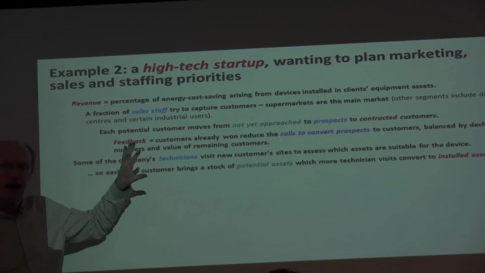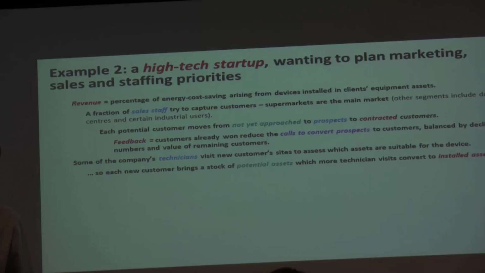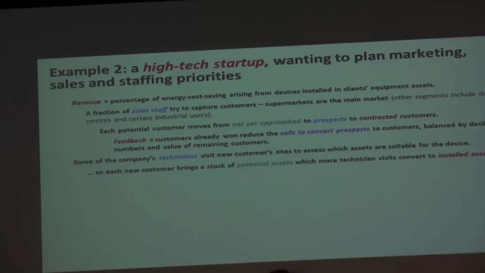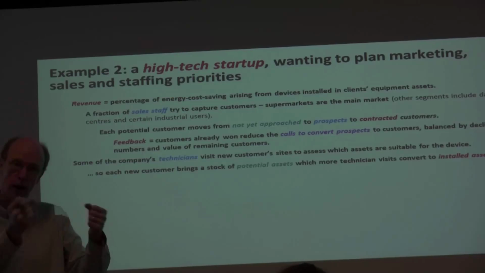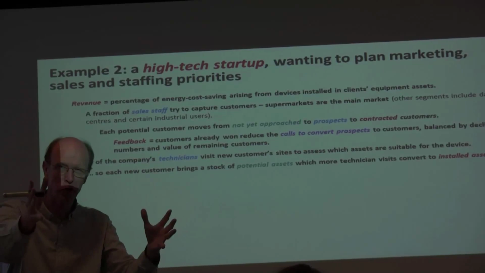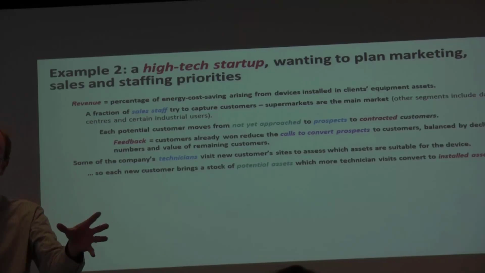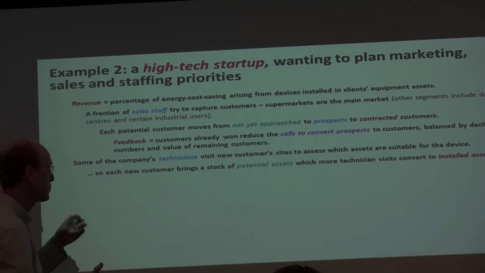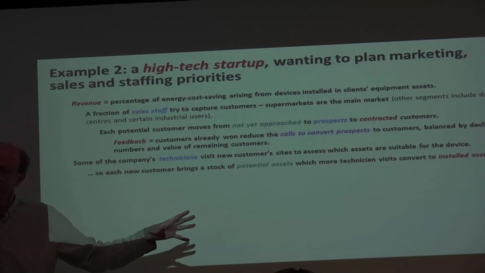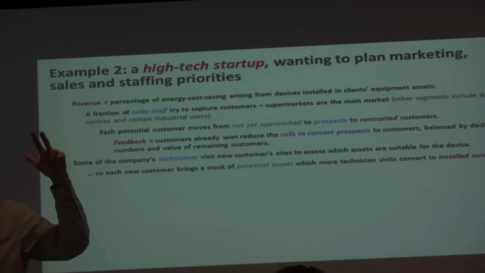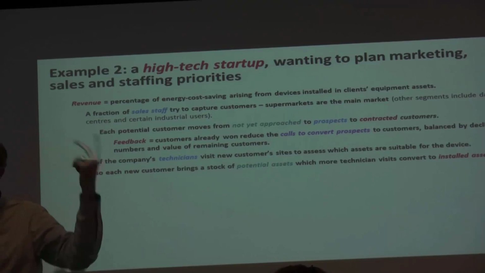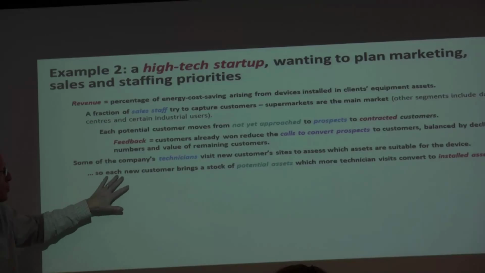Some of the company's technicians have to go to the customer's sites and work out whether the device is suitable. So they've got technicians in their cars and they drive around to the supermarket, they say, how many refrigerators are there? Yes, we can do this store, no, we can't do that one for various reasons. And that is work, but all it does is, it's called qualify. It qualifies the customer or qualifies the customer's asset. Can we do this? So each new customer brings a stock of potential assets.